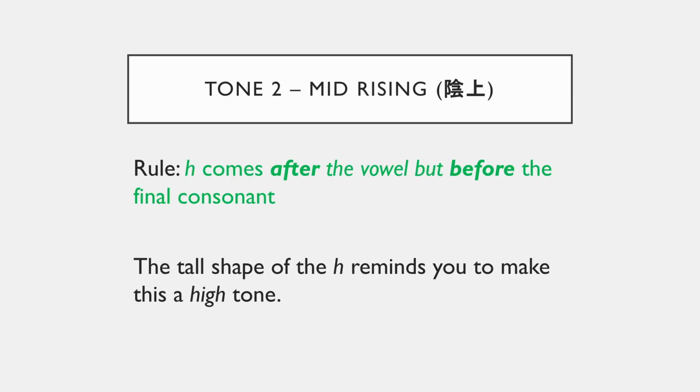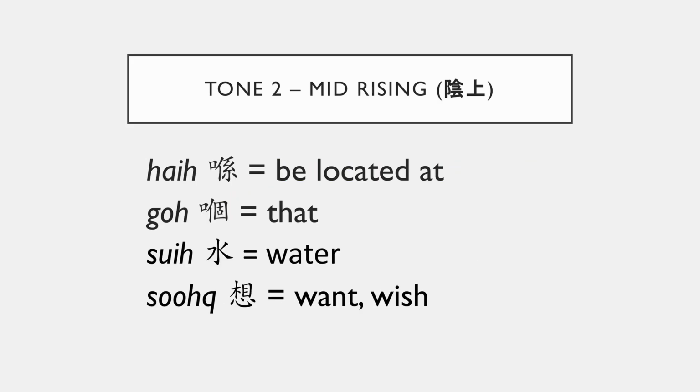Okay, next we're going to go into tone 2, which is the mid-rising tone. So it's a rising tone, like that. And for tone 2, we're again going to use the same letter H, because H represents a high pitch. And in this case, because it's a rising tone, the high pitch is at the end of the word. So it's going to come after the vowel, but before the final consonant. So here are some examples. "Hai", "go", "sai", "sang".